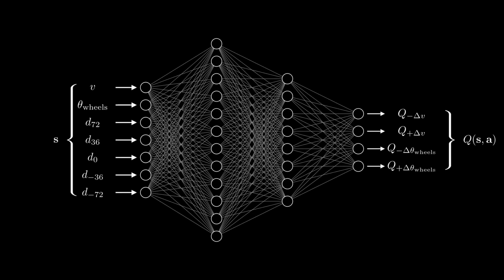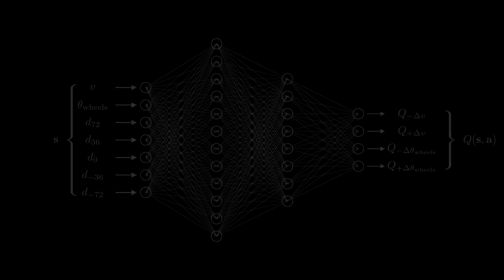But in our case, we're likely going to need a couple of hidden layers. And now we have a way of mapping states and actions to Q values. But for the Q values to make sense, we need to introduce a reward system.